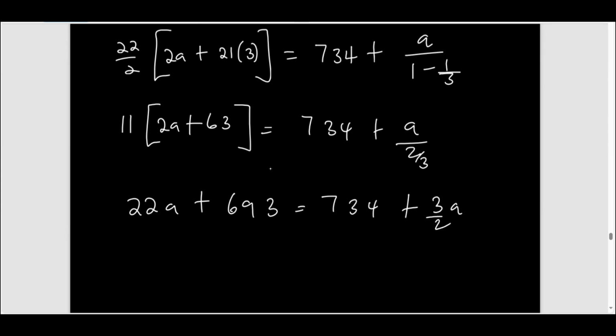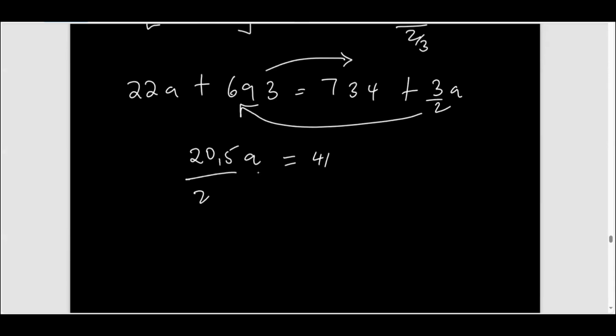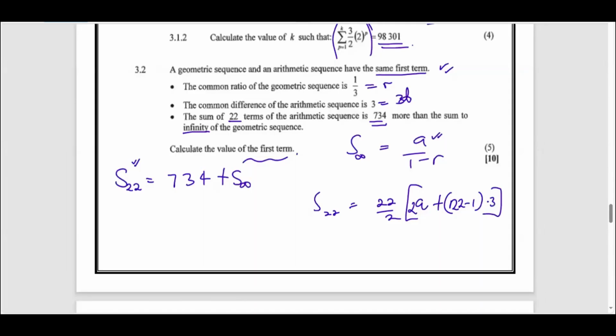Let's move this that side. We move this one that side. So 22a minus that, I'm having 20.5a. 734 minus the 693, I'll get 41. We divide 41 by 20.5 over 20.5. This must give us 2. So the first term is just 2.